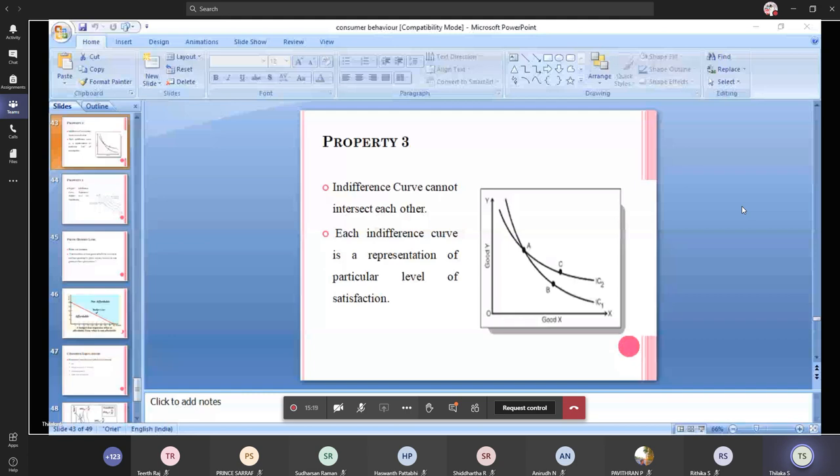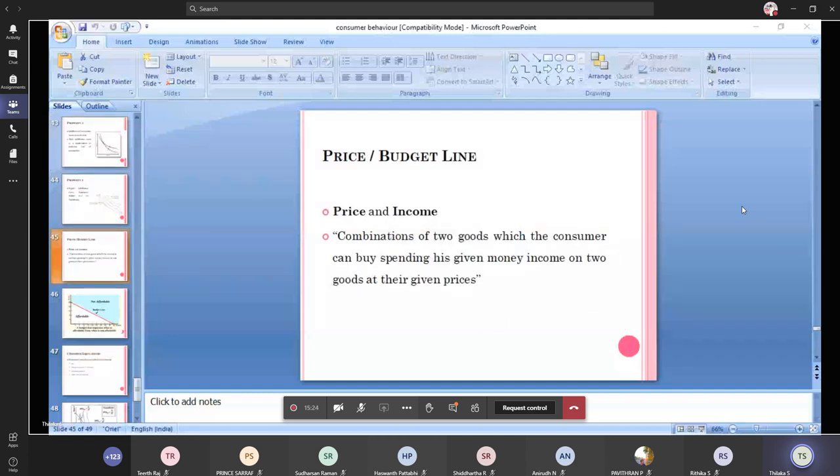Okay. So the next one is the price line or the budget line. In this price line or budget line, the prices of the commodities and the income of the consumer are taken into account. The consumer is going to buy 2 commodities. The prices of those 2 commodities are fixed, constant, and the income of the consumer is also fixed. So the consumer, with this fixed money, is going to buy those 2 commodities where the prices are fixed.